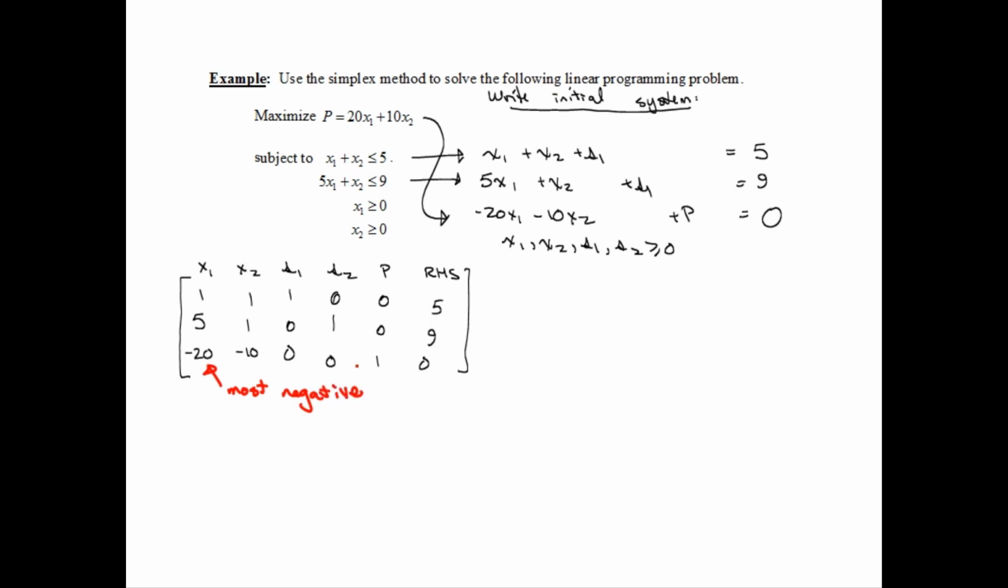Remember, we are not choosing this because it's first. We are choosing it because it is the negative number that's largest in magnitude. Now we move over to the right and calculate quotients. So we take each of the right-hand side numbers and divide them by non-negative numbers that are in the pivot column.